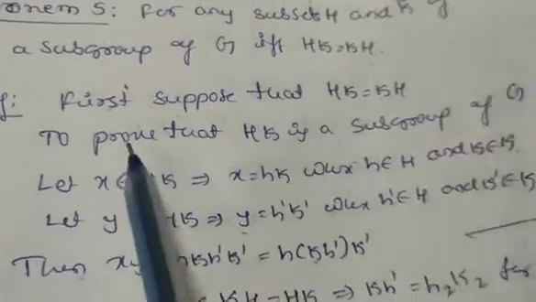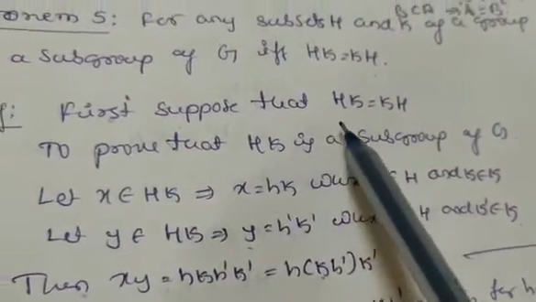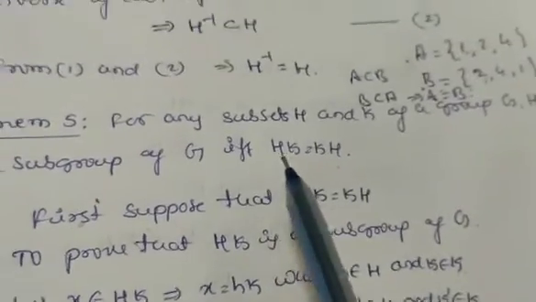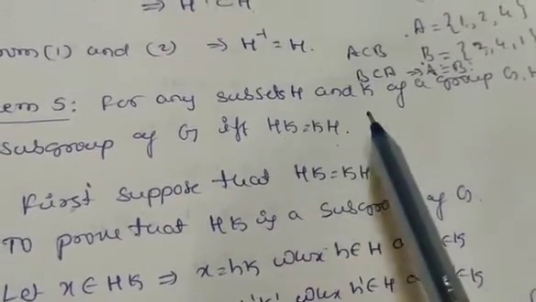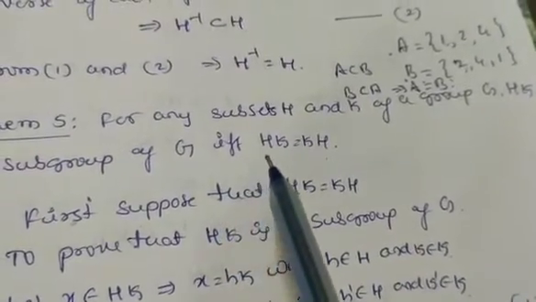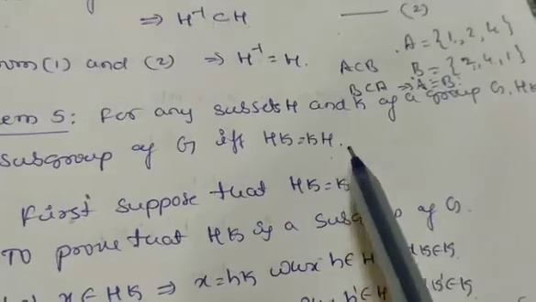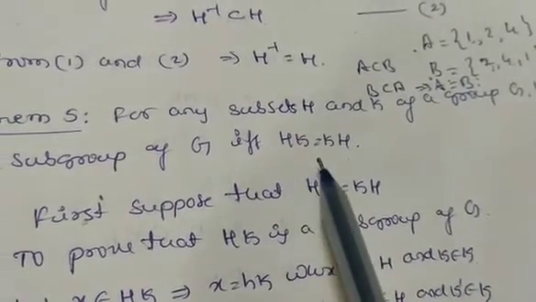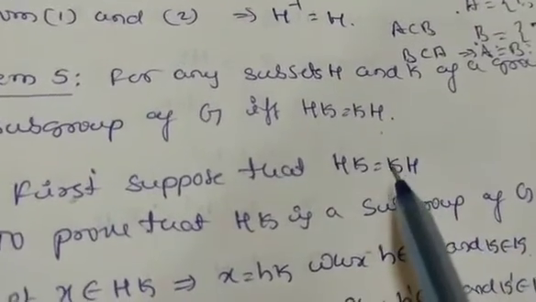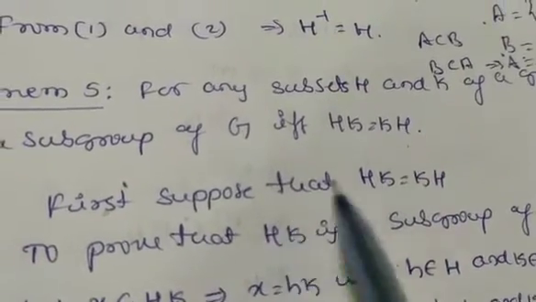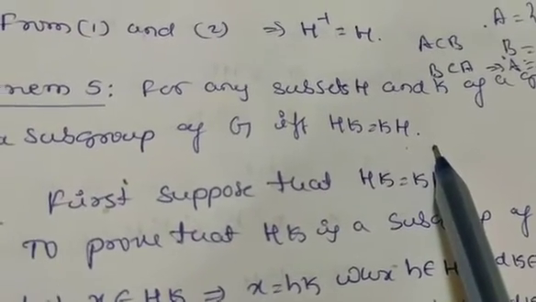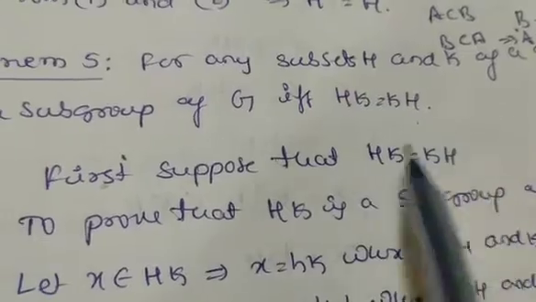Take the proof. If and only if means you have to prove this in two ways. First, you take H and K as subgroups, then HK is a subgroup, then HK is equal to KH. And conversely, if HK is equal to KH, then you have to prove that HK is a subgroup of G. First suppose that HK is equal to KH, then you have to prove that HK is a subgroup.